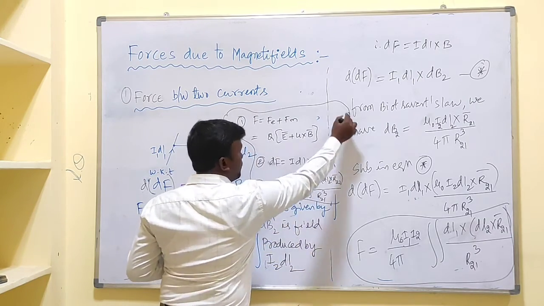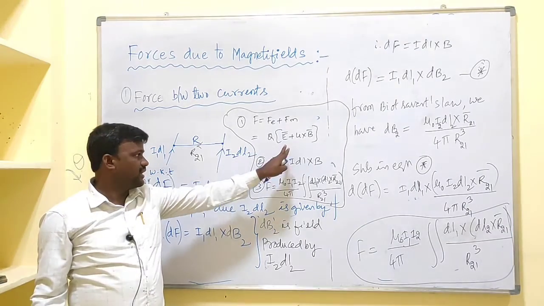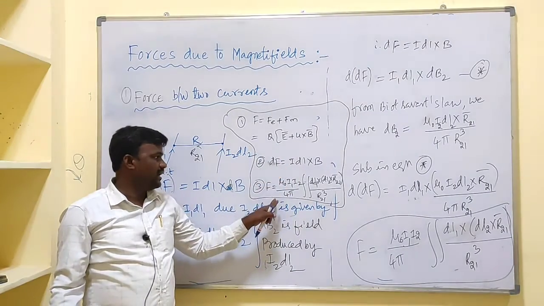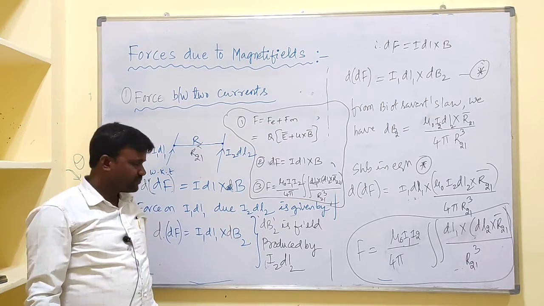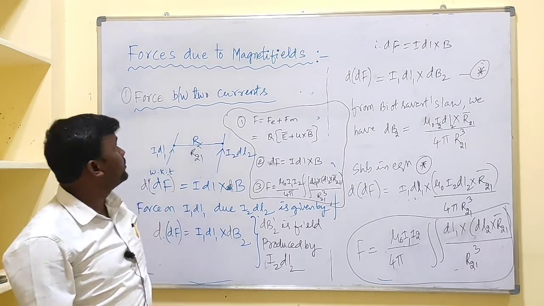So this is all about forces due to the magnetic fields. The first is the force on a charged particle, the second is the force on a current element, and the third is the force between two current elements. This is all about forces due to magnetic fields.